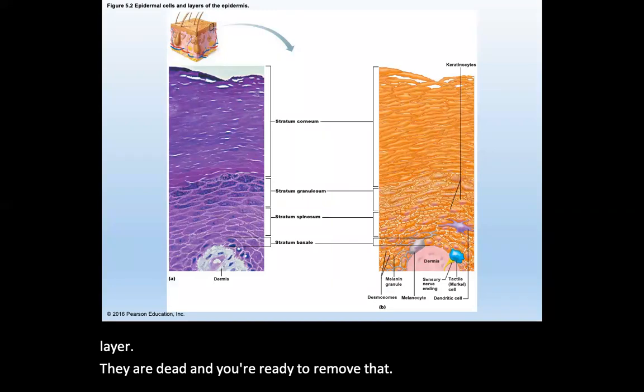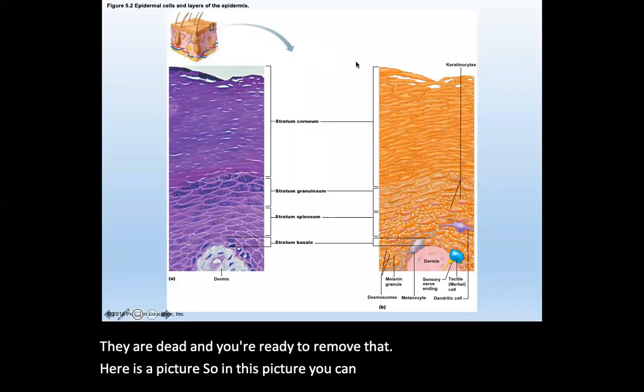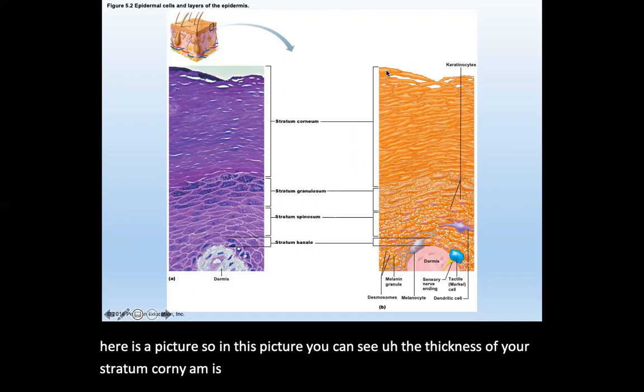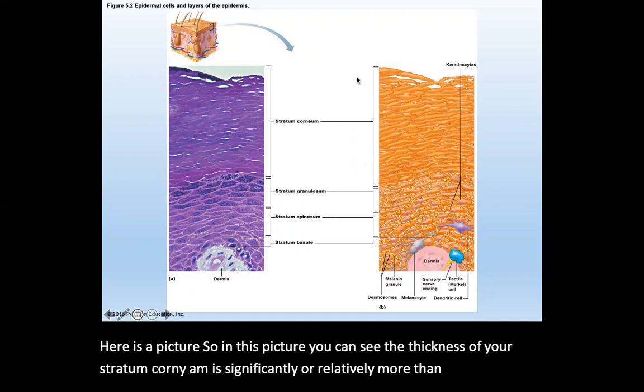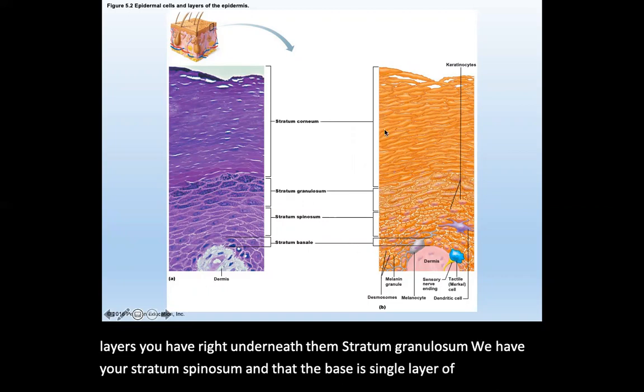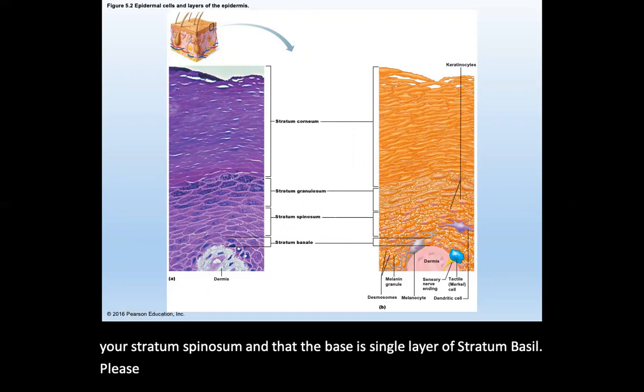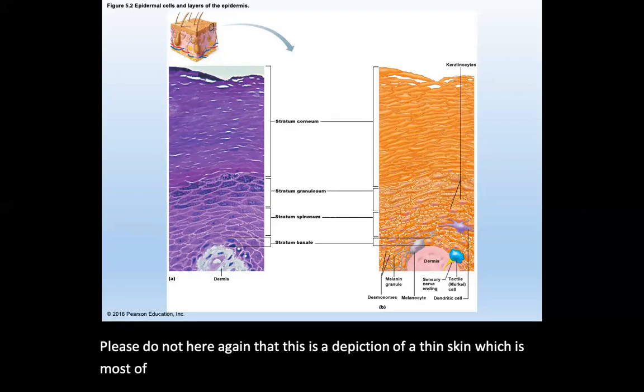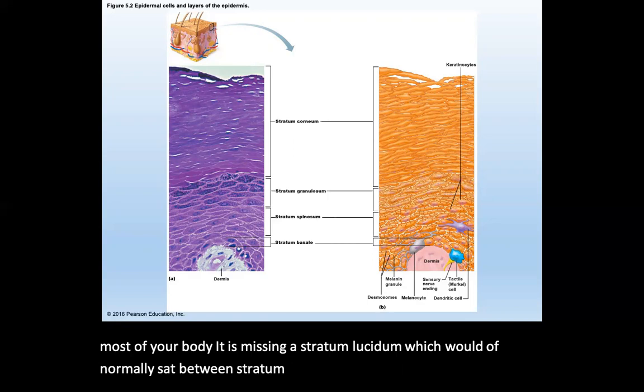Here is a picture. In this picture, you can see the thickness of your stratum corneum. It's relatively more than your other layers. Right underneath it you have the stratum granulosum, then your stratum spinosum, and at the base, a single layer of the stratum basale. Please do note here again that this is a depiction of thin skin, which is most of your body. It is missing a stratum lucidum, which would have normally sat between the stratum corneum and the stratum granulosum.